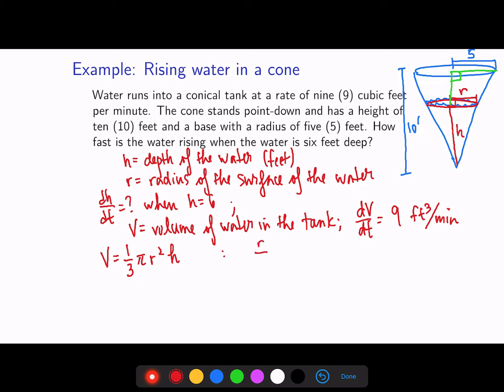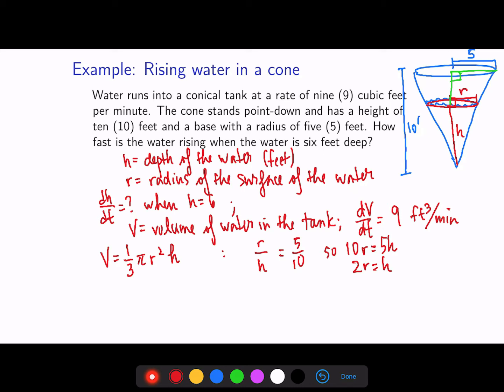You know that in our picture, the ratio of R to H is going to be the same as the ratio of 5 to 10. This red triangle is similar to this green triangle, so the ratio of the measurements of the side length should be the same. From this ratio, we can say 10R equals 5H, or we can simplify that to 2R equals H.